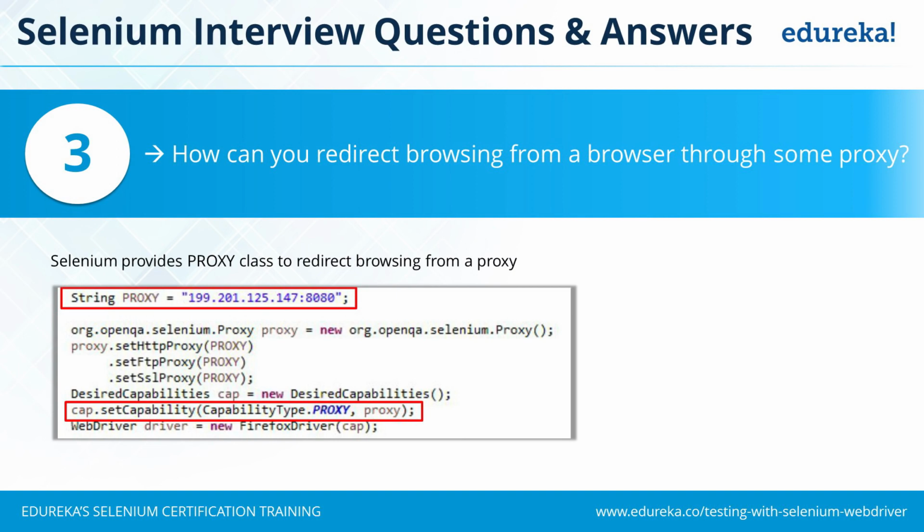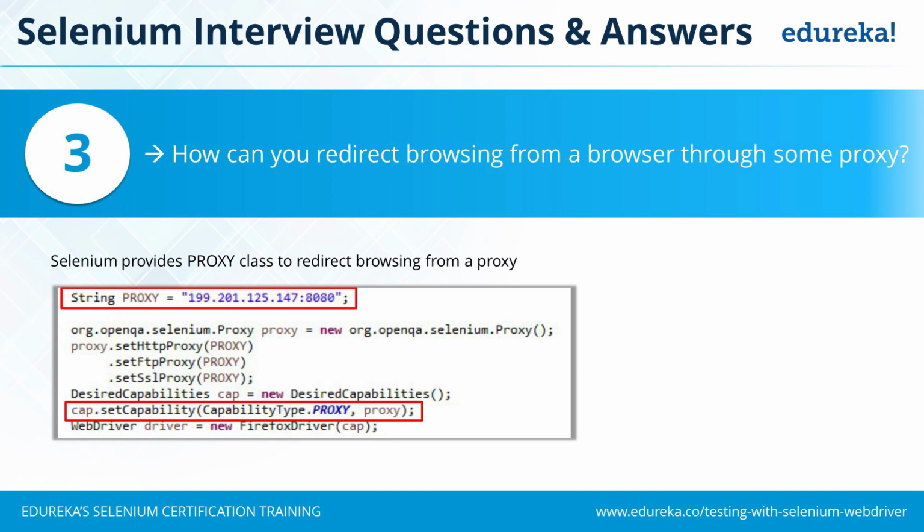Proxy is equal to new proxy. Then I will set the HTTP proxy, the FTP proxy, and the SSL proxy using proxy.setHttpProxy to the value that we have taken as string over here, FTP proxy to the same, SSL proxy to the same. So you can also set different proxies over here.